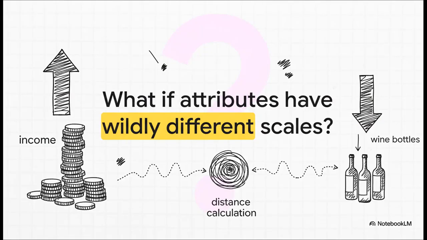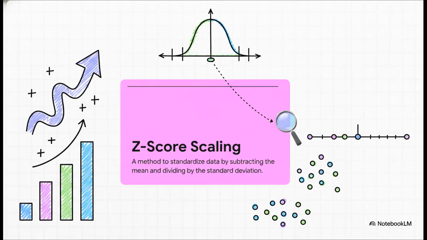And here's where we hit our first major technical hurdle. This is a huge problem, because if you don't do anything about it, the algorithm will see the huge numbers for income and basically ignore the tiny numbers for wine bottles. The income variable will completely dominate the distance calculation, and your results will be totally skewed. So how do we fix it?